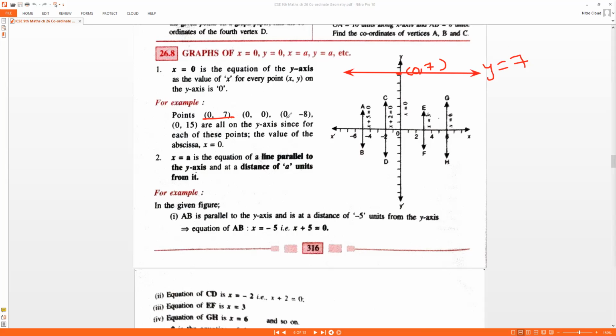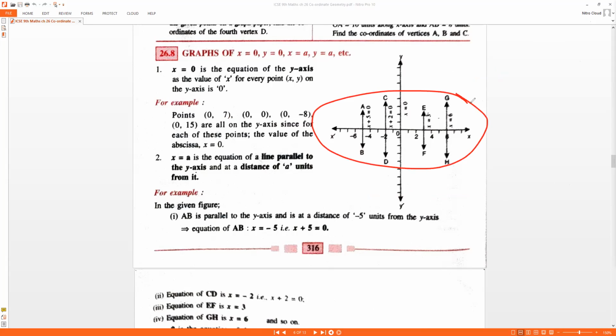Very nice. Now let us take the point (0, -8). Where will it lie? On the negative y-axis, maybe 1 2 3 4 5 6 7 8 here, right? Minus 8, so (0, -8). Now suppose I again draw a line parallel to the x-axis through this point. Can you tell me the equation of this line? y is equal to minus 8. Very good. Great, so you have got the concept.